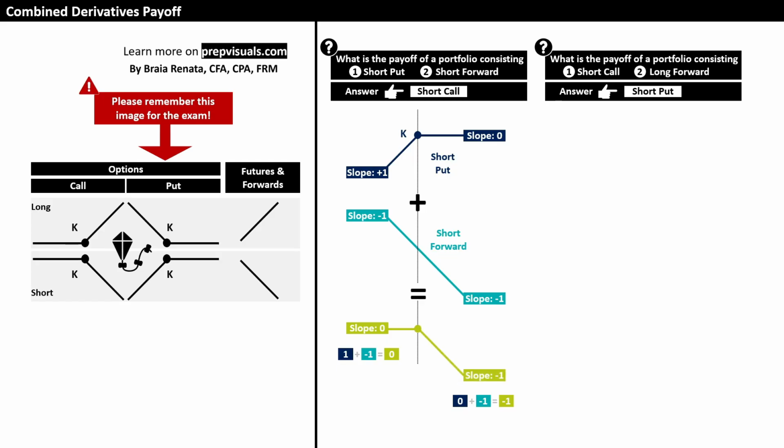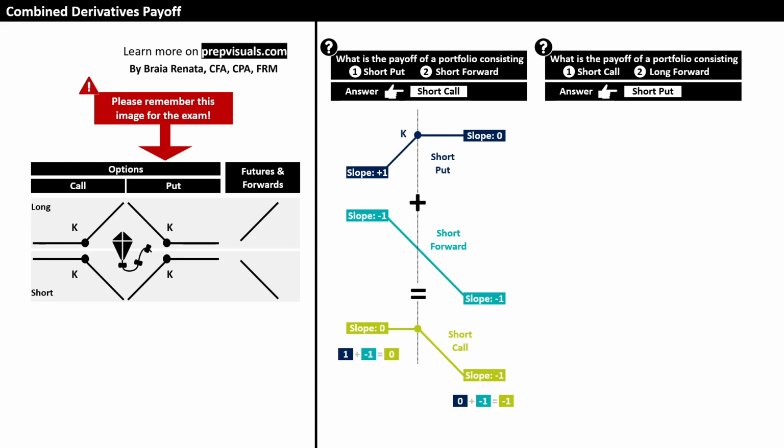And if we look back at the kite diagram, we can see that this payoff profile is matching a short call. Therefore, the final answer is that the combined portfolio is equivalent to a short call. So, as you can see, this process is quite simple. And just for practice, let me walk you through the second example.